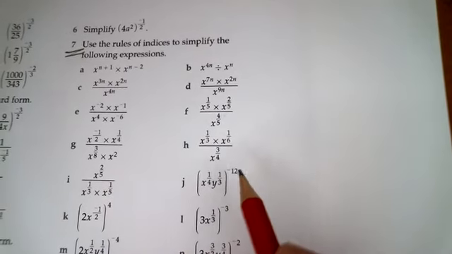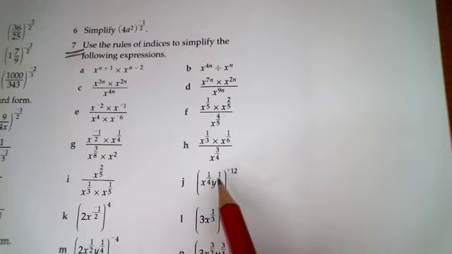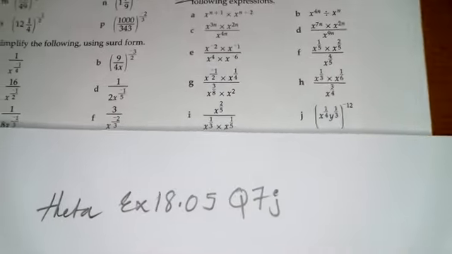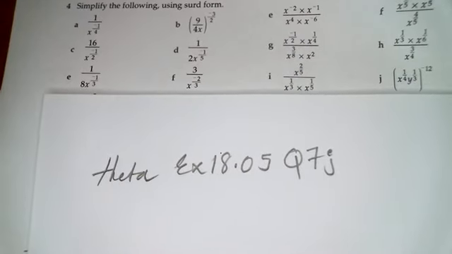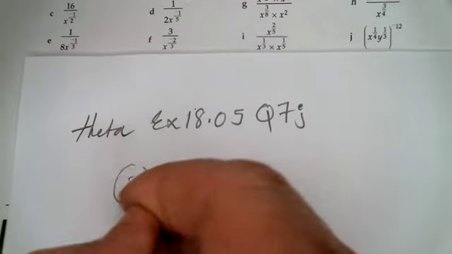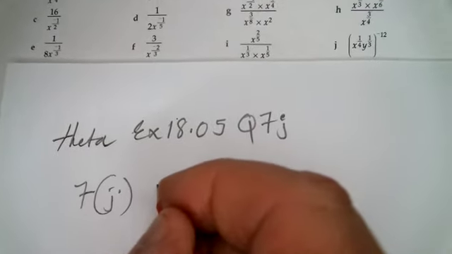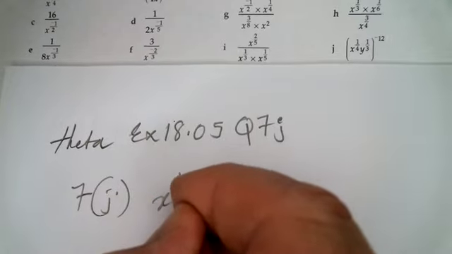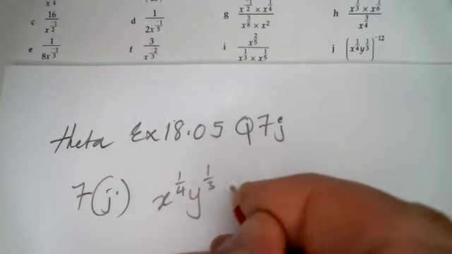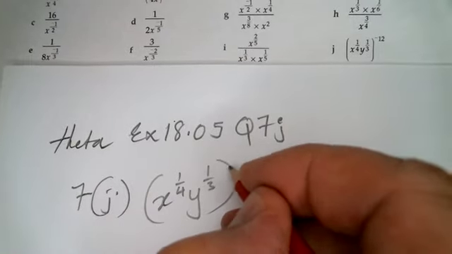And you'll notice, of course, both of these go into 12 rather nicely. They both divide into 12, and you'll see how that plays out in just a moment. So here we go. I'll write this one out. This is 7j. And we've got x to the 1/4, y to the 1/3, all to the power of negative 12.